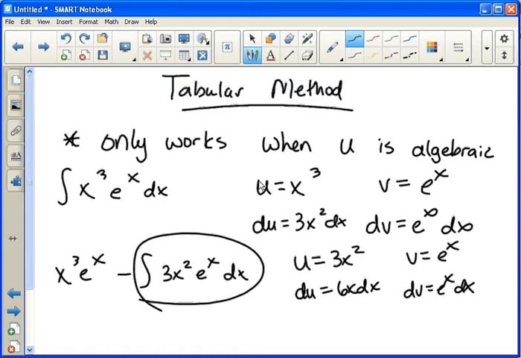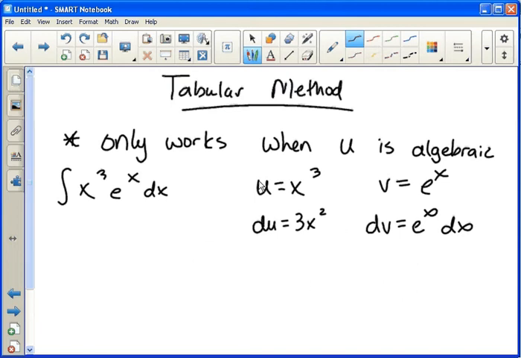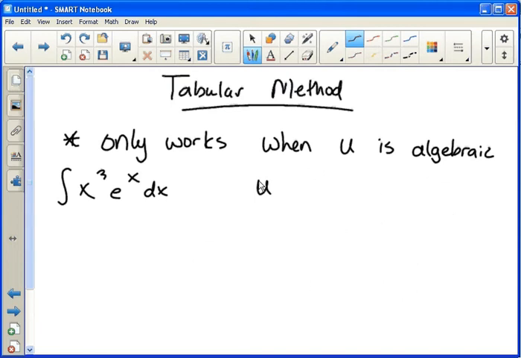Now, one very important note: lots of people like the tabular method a whole lot, and they just want to do it all the time instead of ever doing the traditional way with integration by parts. This first note I have here is super important. You can only use the tabular method when u is algebraic. Okay, and I'm about to show you the tabular method. It's not what you just saw. So you can only use it when u is algebraic. Now, it doesn't have to be a time where it's required more than once. It just has to be where u is algebraic.